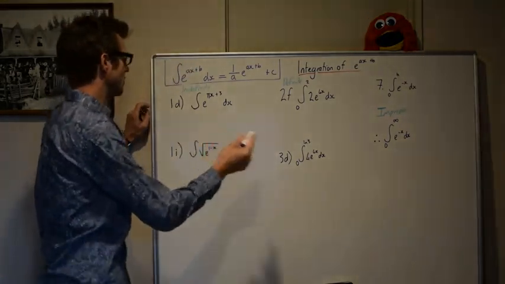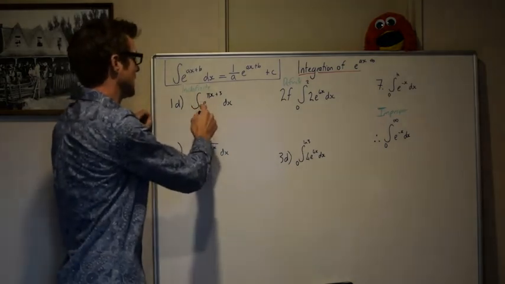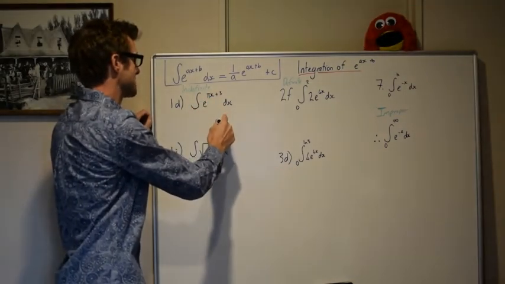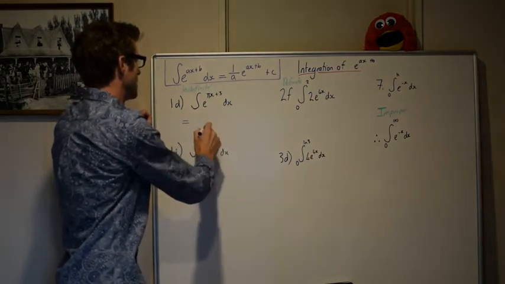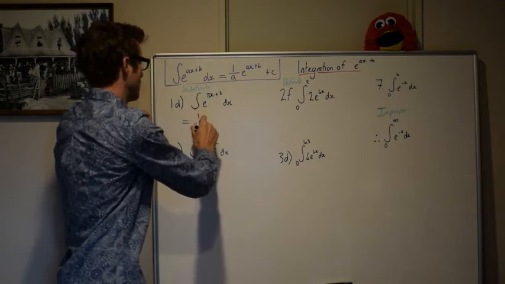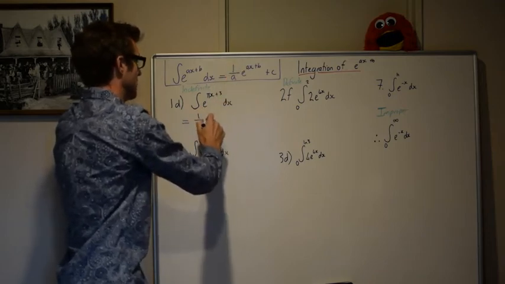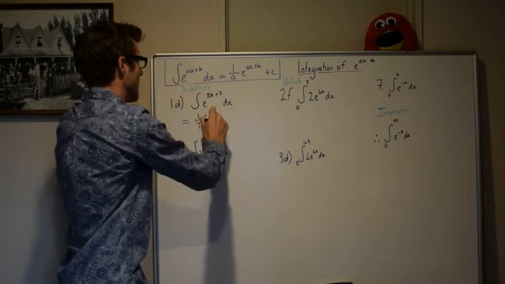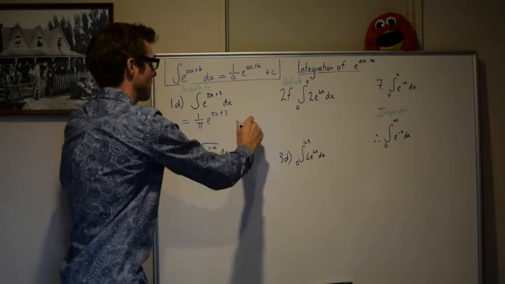So the first one I'm going to do for you today is 1d, the integral of e to the pi x plus 3. So that is going to be equal to 1 over pi, using this rule here, times e to the pi x plus 3 plus a constant.